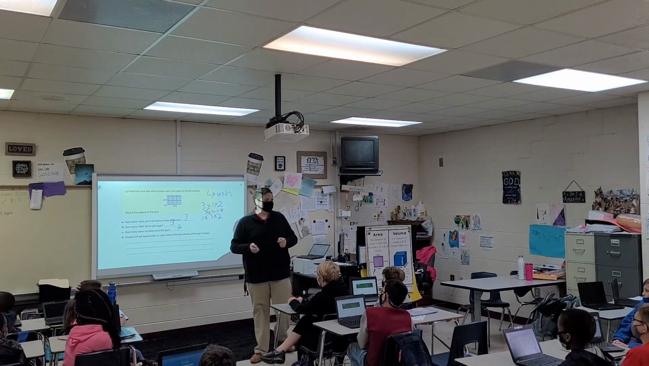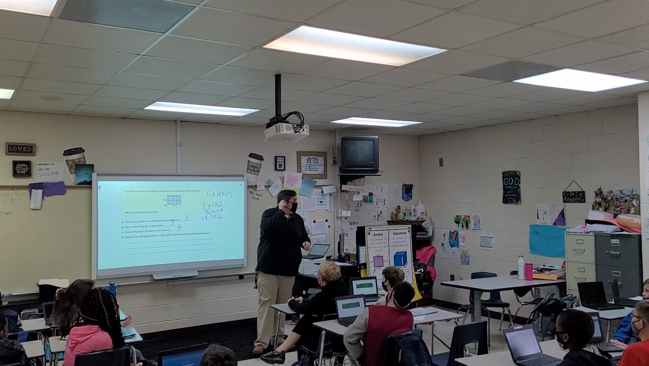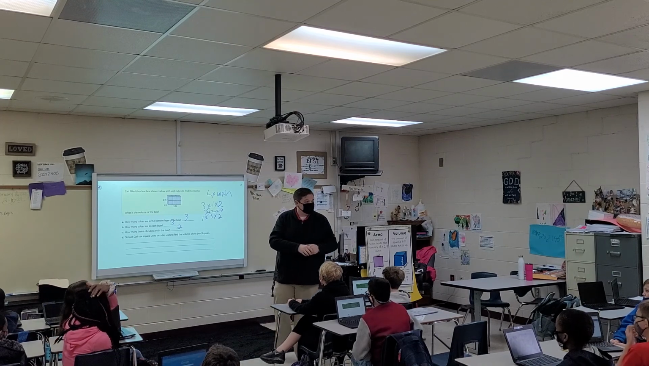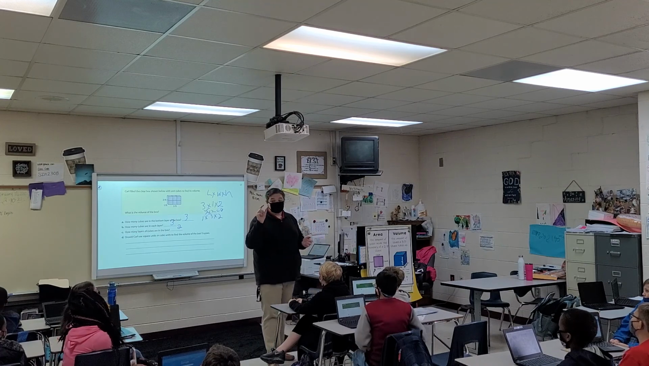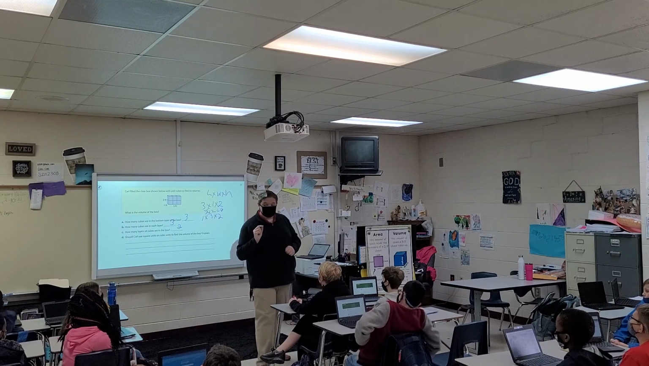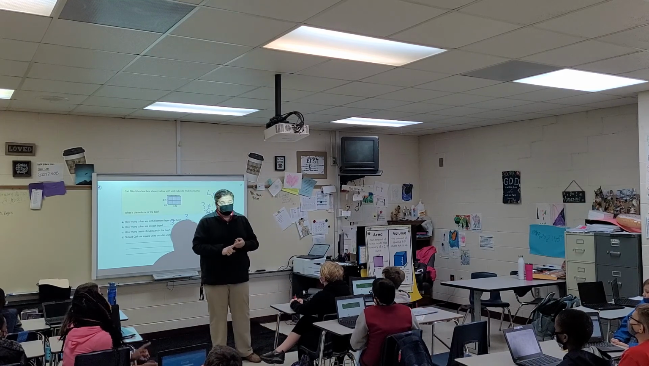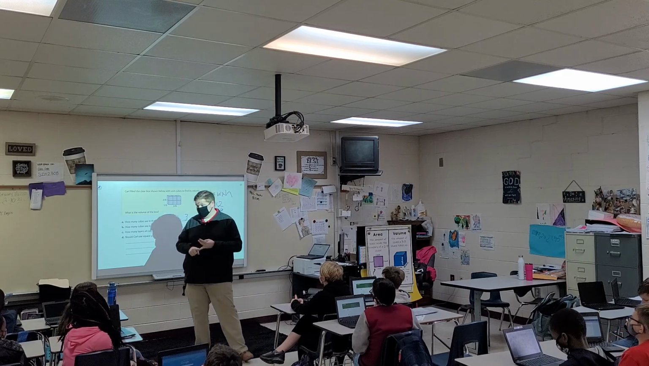Cubic units. Why do you say cubic units? Because it's a cube. Because it's three-dimensional. Okay, so when we put that 3 after a number, what does it mean? 3 dimensions. So our 3 dimensions are length times width times height.